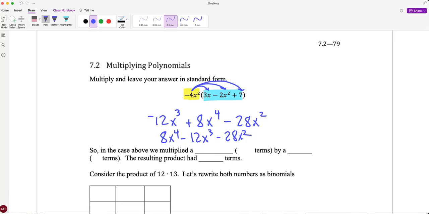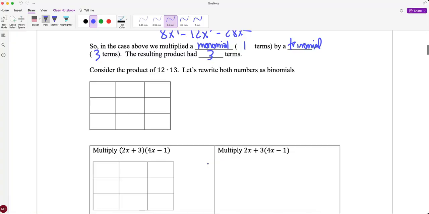Okay. So what we did, we multiplied a monomial with one term by a trinomial with three terms, and 1 times 3, we got an answer that had 3 terms. We can do this with numbers.